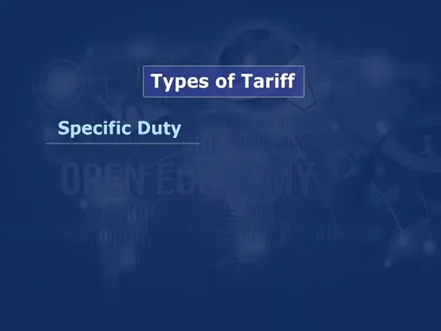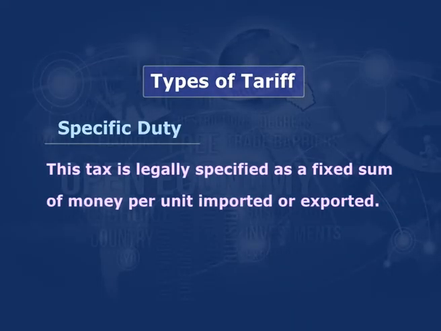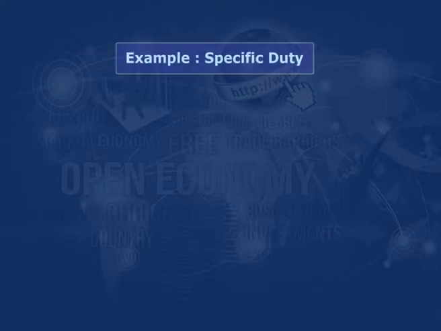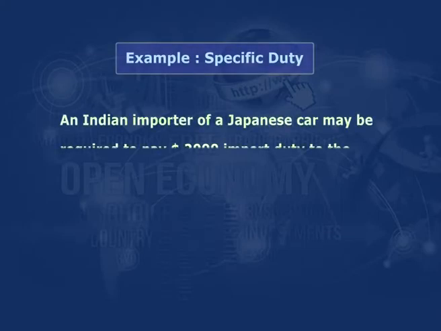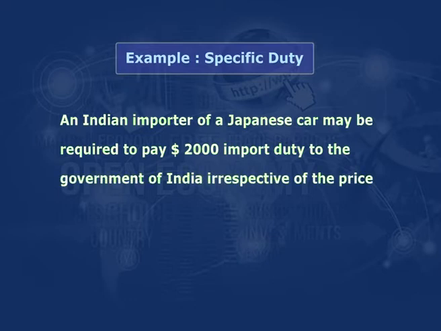Specific duty. This tax is legally specified as a fixed sum of money per unit imported or exported. In other words, it is a fixed sum per physical unit of the traded commodity. Let's discuss an example. An Indian importer of a Japanese car may be required to pay $2,000 import duty to the government of India, irrespective of the price of the car. Specific duties are not affected directly due to increase or decrease in the prices.